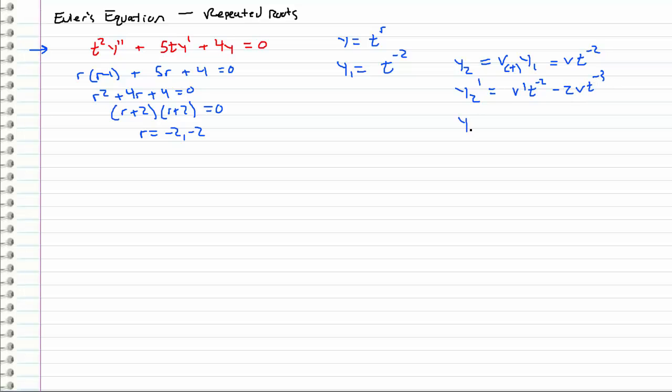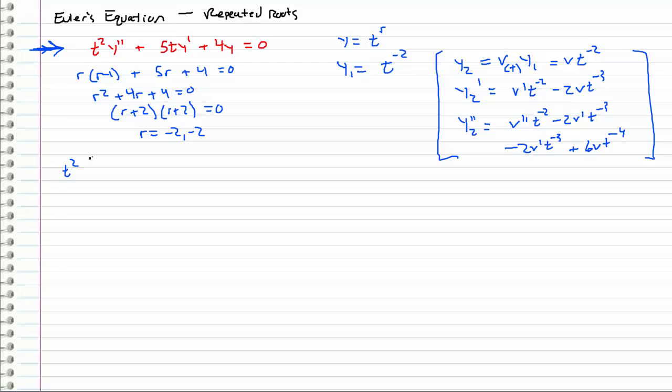And then let's go ahead and get our y2 double prime. So we get v double prime t to the -2 minus 2v prime t to the -3 minus 2v prime t to the -3, and then plus 6v t to the -4. So we have our expressions for y2, y2 prime, and y2 double prime. So let's go ahead and throw it back up in our differential equation.